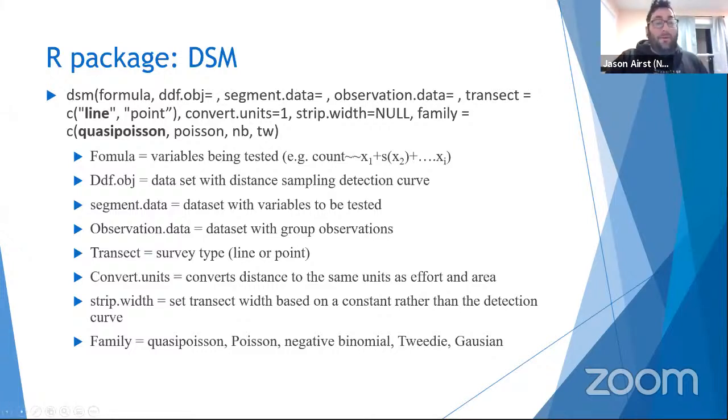And we have the ability to define what family our model is going to be: quasi-Poisson, Poisson, negative binomial, Tweedie, or Gaussian. And for those who are not familiar with what a Tweedie model looks like, it's very similar to a Poisson model in how the data kind of shapes out.